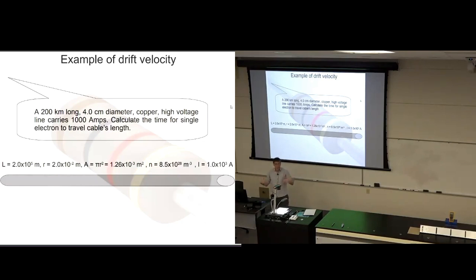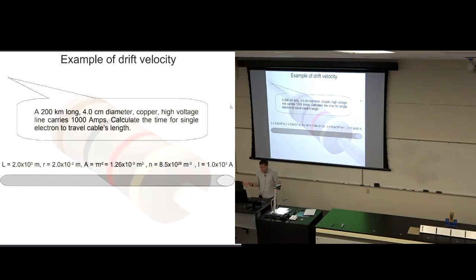How long would it take an electron to drift down the wire? And so we're going to figure that out. The information we're given is the length of the wire, 200 kilometers, the diameter of the wire. They're big fat wires. They're 4 centimeters in diameter, 2 centimeters in radius, and we're told that the wire is carrying 1,000 amps. They have to carry large currents because it's going to not just your home but many homes. So that's the information we're given.